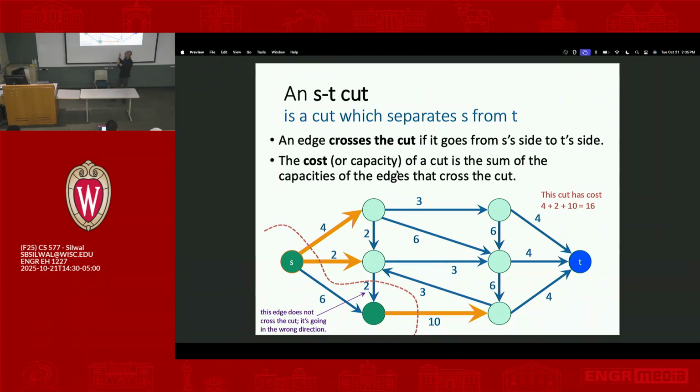The way I define an ST cut is, I put S on one side, T on the other, right? And then some vertices, I put them on one side or the other, and then I accumulate the costs of the edges that go from one side to the other, okay? From the S side to the T side. So I'm just defining that as the ST cut, okay? Any other questions, comments?